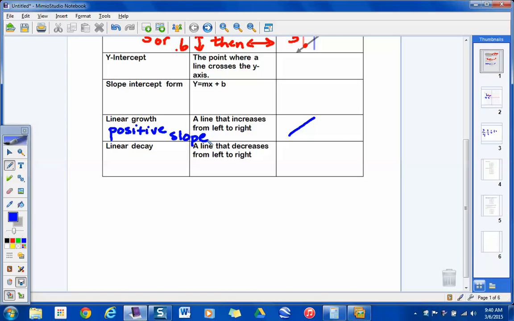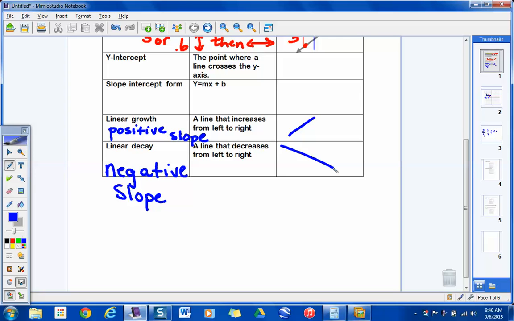Okay. Linear decay. Seems like our temperatures lately, right? From what we're used to, what have the temperatures done this winter? Decay. They've decayed over time. So if linear decay is what we're talking about, backing up here, linear growth was positive slope. What do you expect about linear decay? Negative slope. Means that if you move from left to right, the line will what? Go down. So negative slope. The line's going to move down.